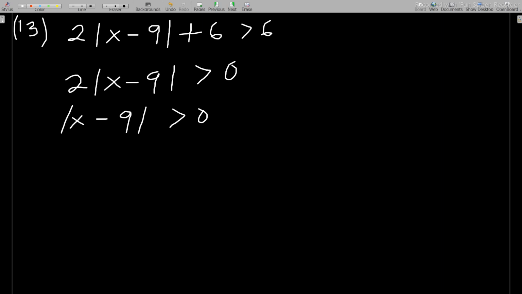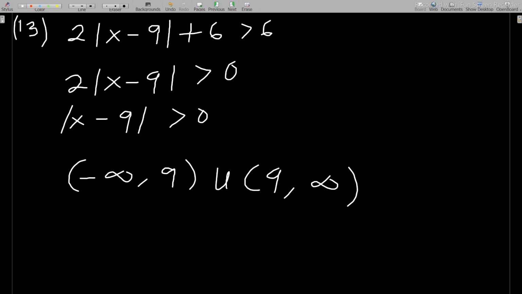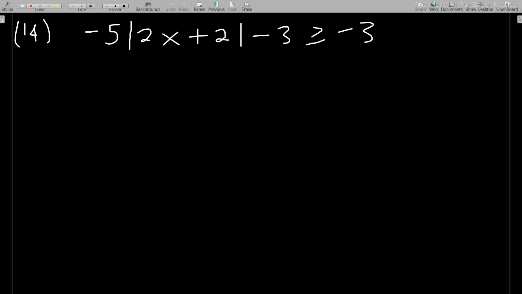The solution should be negative infinity, I'm just writing the solution. I know you'll be able to solve this. Then 9. The value that will make this 0 is 9. Then union 9, comma, infinity. So it means 9 is not part of this solution. Just go through the process and solve it. I hope you can do it. Now this is the last one. Yes, I guess this is the last one. So let's try to solve it and see.